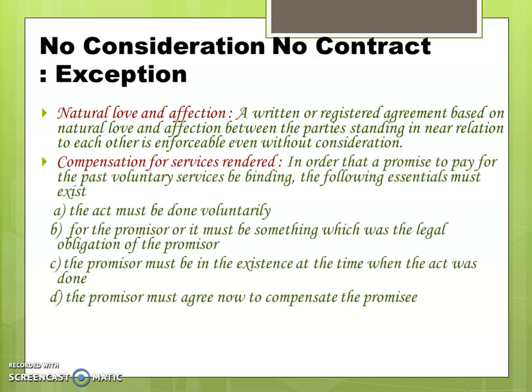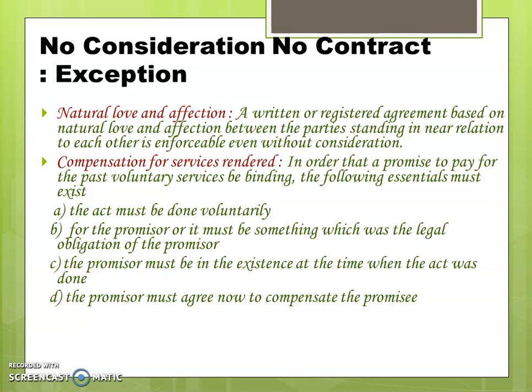Second one, compensation for services rendered, we can say voluntary services. In order that a promise to pay for the past voluntary services be binding, the following essentials must exist. The act must be done voluntarily for the promisor, or it must be something which was the legal obligation of the promisor. The promisor must be in existence at the time when the act was done. The promisor must agree now to compensate the promisee.